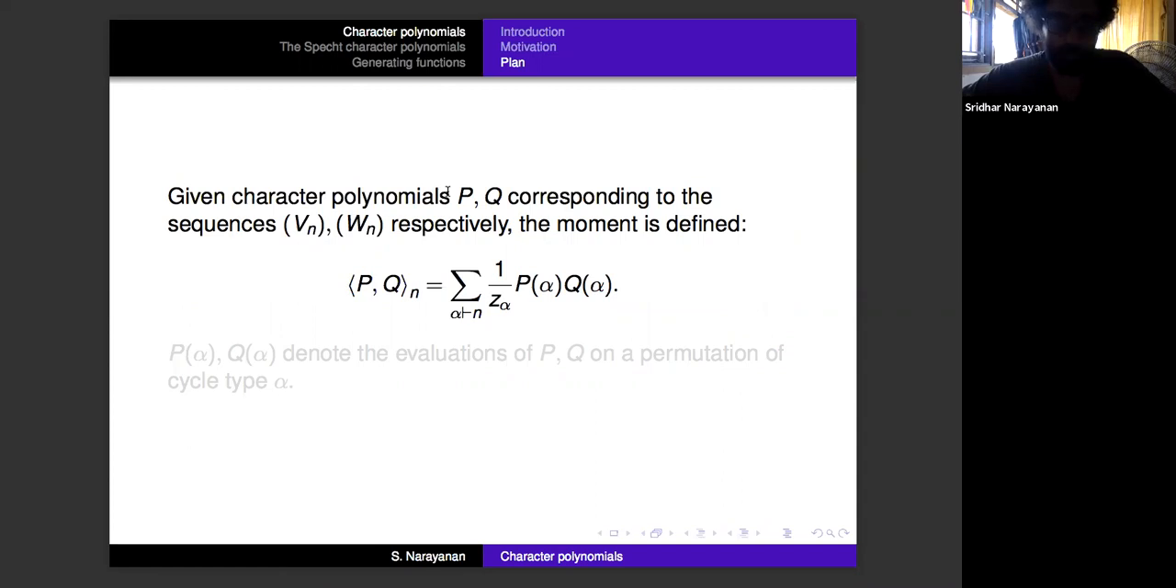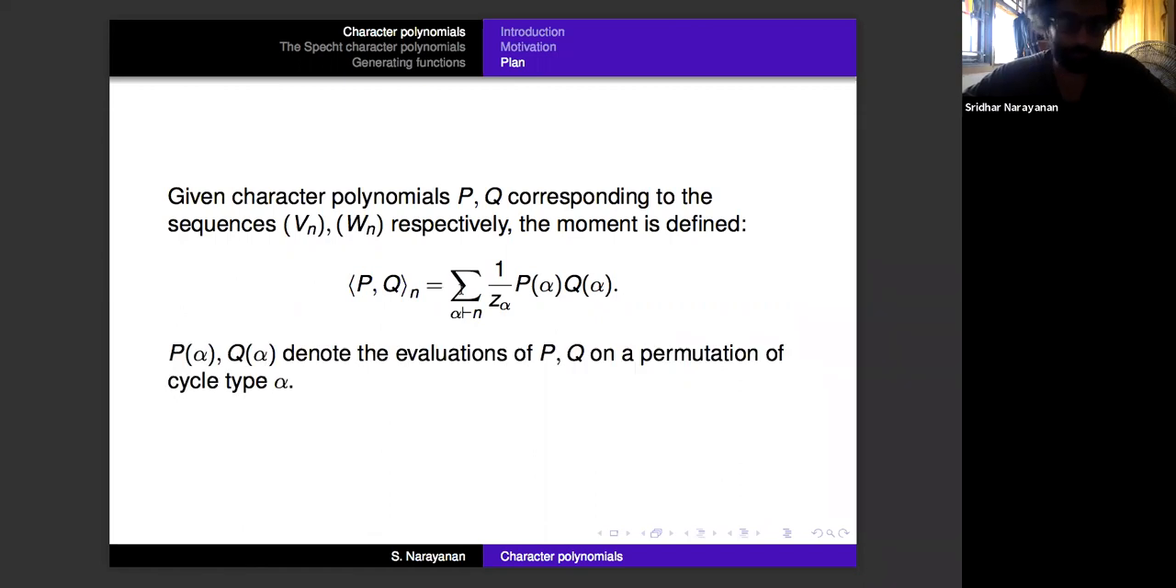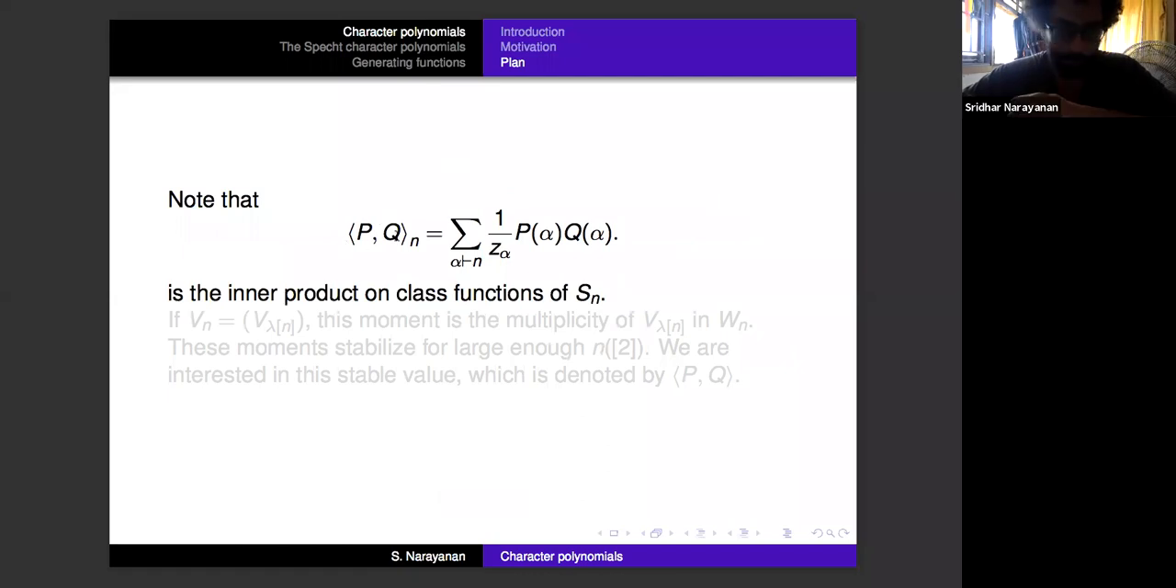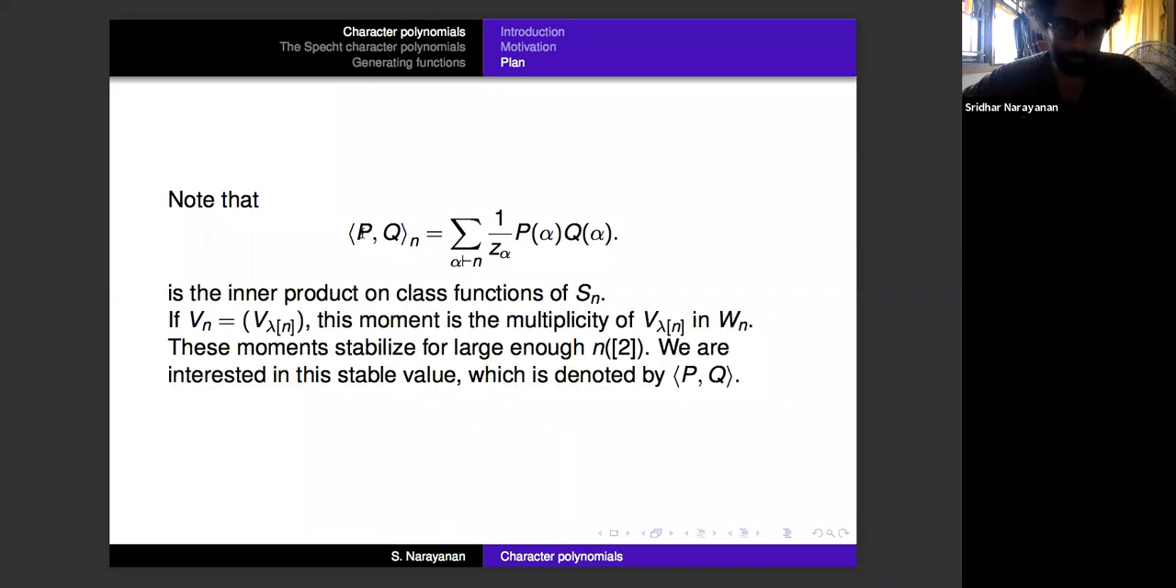Recall that if you have two character polynomials P and Q and you evaluate them on some symmetric group S_n, then they are class functions of S_n. So we can apply the inner product on class functions, which is this expression, a simplification from the original expression. If you assume that either P or Q is an irreducible of S_n, then you get the multiplicity of the irreducible in the module corresponding to the other one. So this is basically the method.